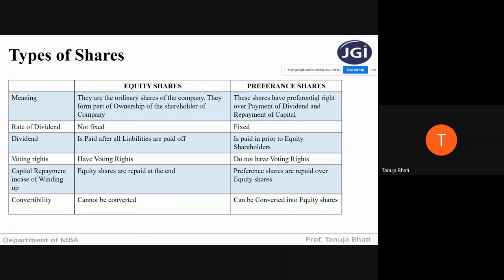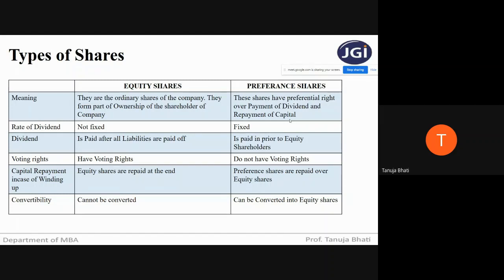These shares have preferential right over payment of dividend and repayment of capital. When you are holding preference shares of the company, that doesn't mean you are the owners of the company, since you cannot participate in the decisions made by the company. Whereas if you are holding equity shares, you can participate in the decisions to be made in the company. But in case of preference shares, you will have only two preferential rights over equity shareholders.